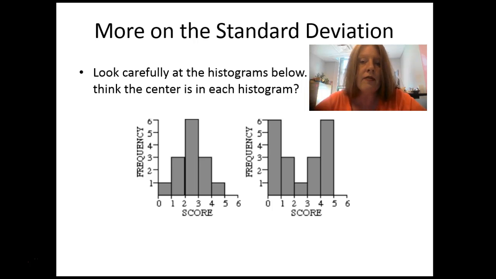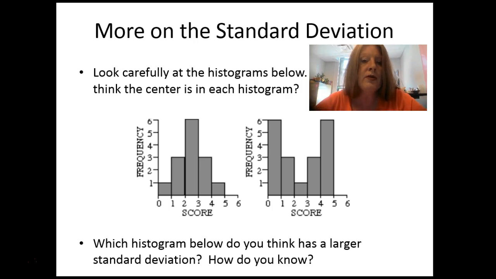So look really carefully at these two distributions. Which do you think would have a larger standard deviation and why? Or do you think they both have the same standard deviation? So think about approximately where you think the mean would be in these distributions, where you think the average would be. And look very carefully at how the data values disperse around the average. Is there one distribution where the data values are closer to the average than the other?